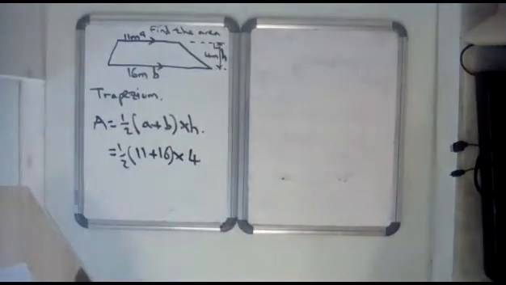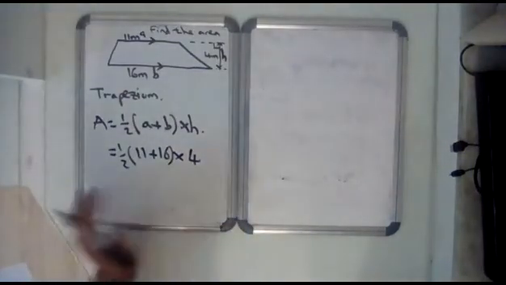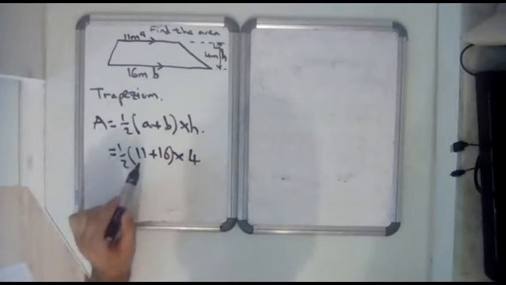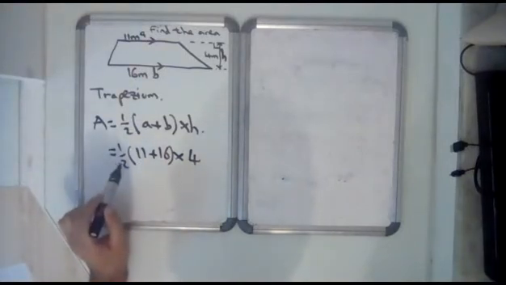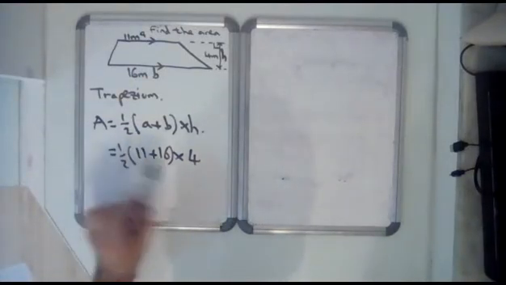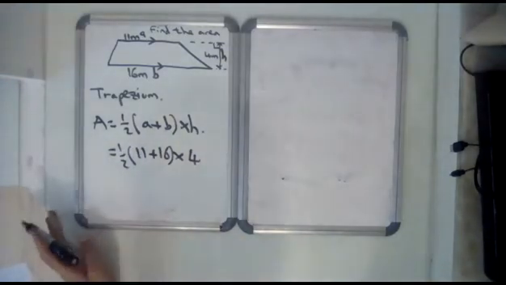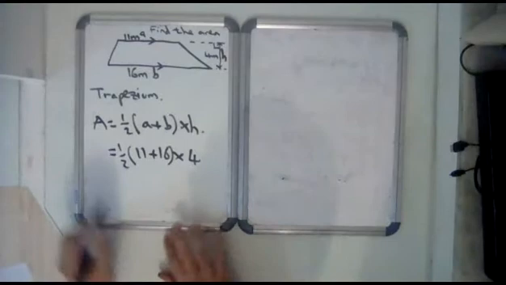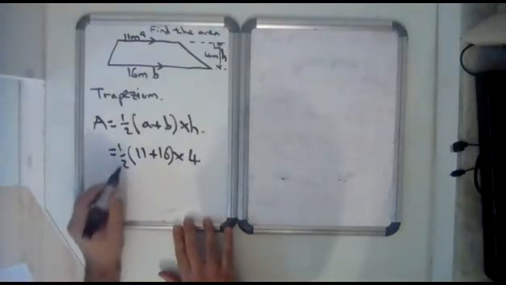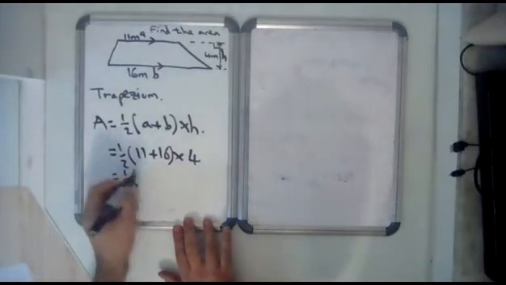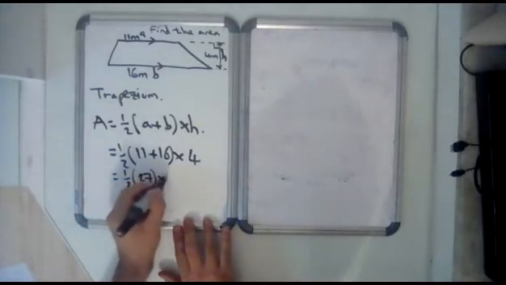Now, you can do this any way around you like. When I say we're putting the half, you could do 11 plus 16 and then half, or you could put the half with the 4 and then do the 11 plus 16. It's probably easier, I would say, in this case. So, a half, 11 plus 16 is 27, times 4.